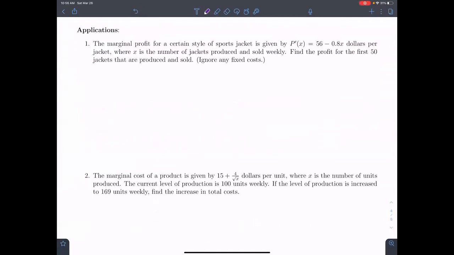Okay, so we need to find profit from marginal profit. We're going to take an integral. So profit is going to equal the integral of the marginal profit. And we want to know about the first 50. So that gives us limits on our integration there. So we would have the integral from 0 to 50 of 56 minus 0.8x dx. So increase and divide 0.8x squared over 2. And then evaluate that from 0 to 50.